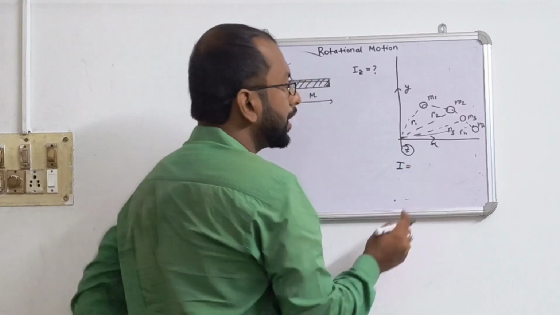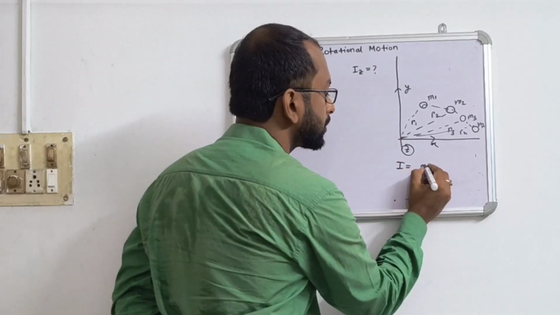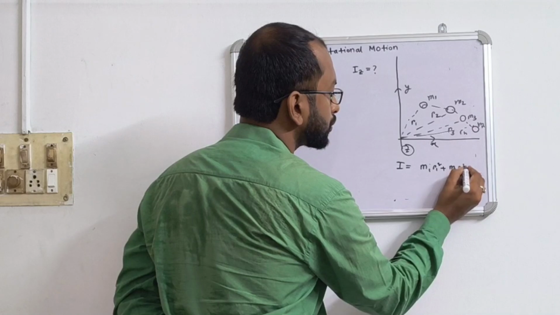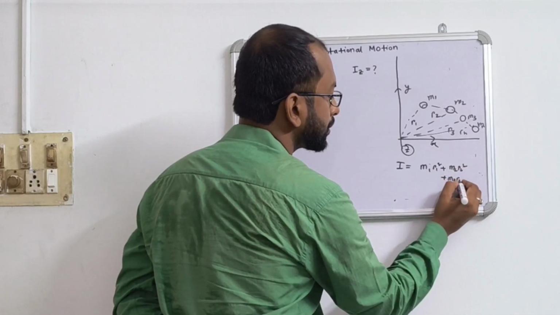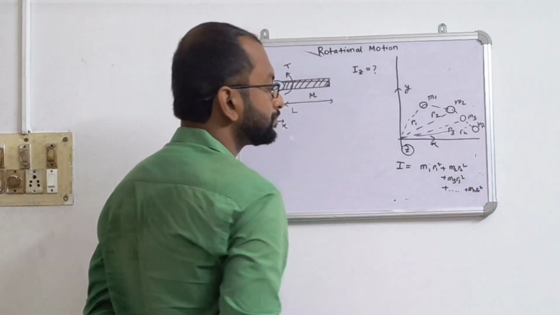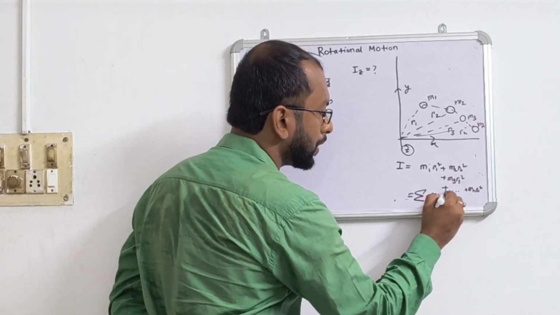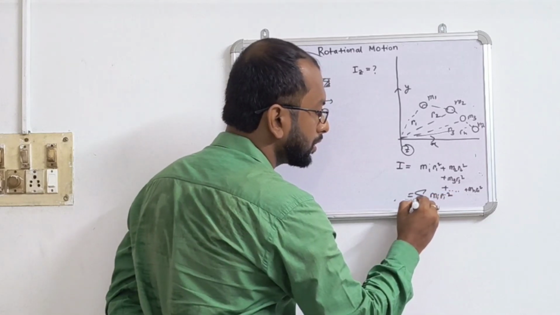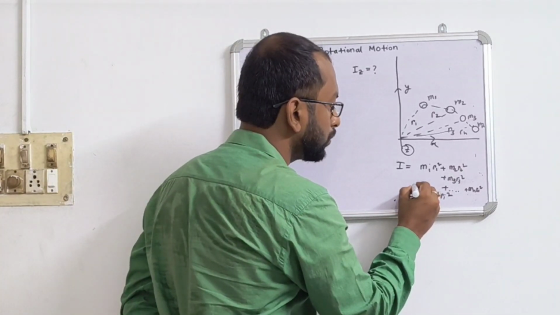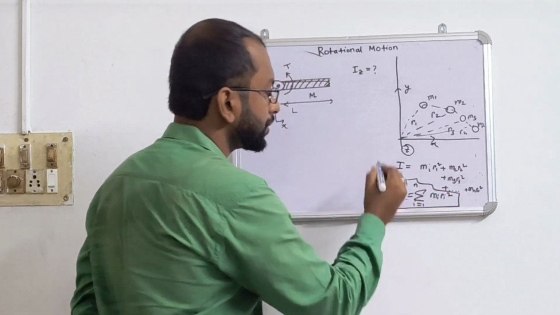I will be the summation of all these masses multiplied with the respective distance square. M1 R1 square plus M2 R2 square plus M3 R3 square plus dot dot Mn Rn square. It is basically the summation of masses with the distance square multiplied, i equal to 1 to n. So this is the very generalized idea of moment of inertia.